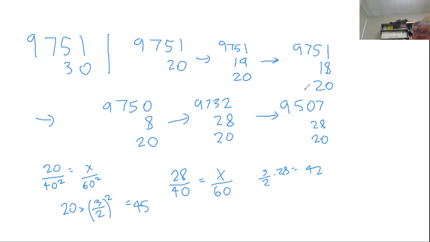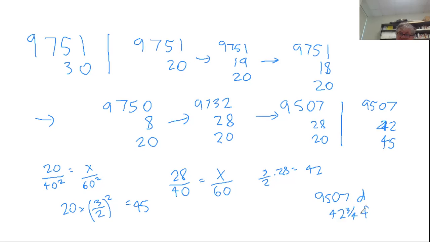And so when we convert it back to base 60, 9507, 42, 45. So after paying the zakat, the person has 9,507 dirhams and 42 3/4 fils. Okay, a little bit strange, but there you go.